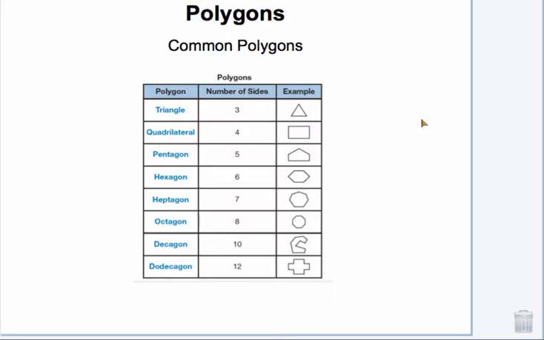Welcome back. Here are some common polygons. We have triangles, quadrilaterals, pentagons, hexagons, heptagons, octagons, decagons, and dodecagons. Pause the video and copy this graphic.